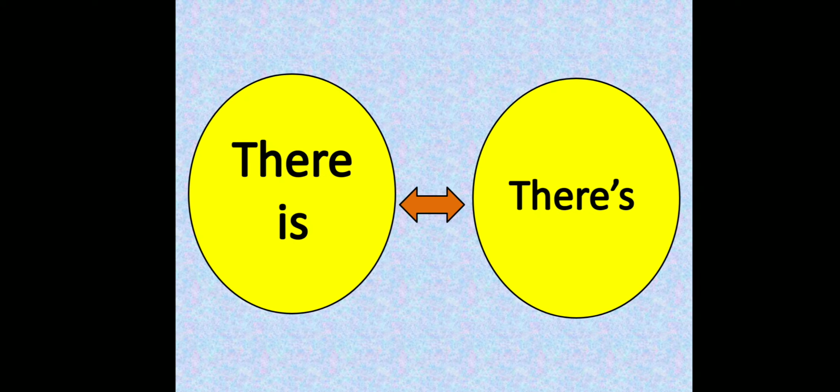Now the next phrase is there is. To write the contraction of there is, we are going to remove I from is and in place of I we use an apostrophe sign. So the contraction becomes there's.